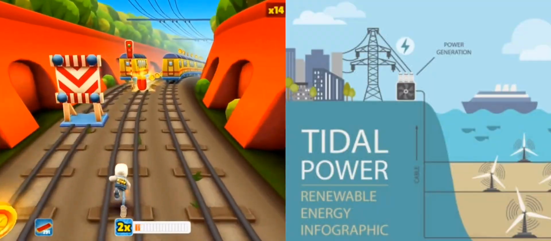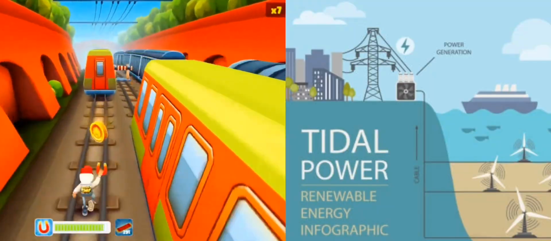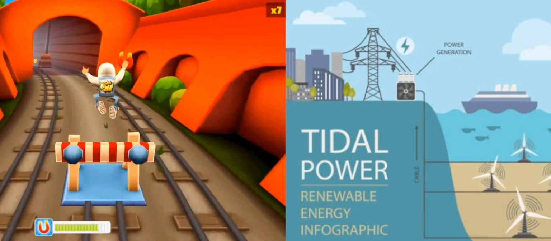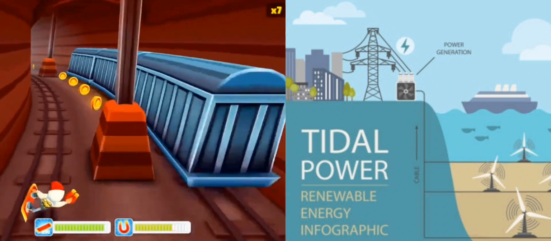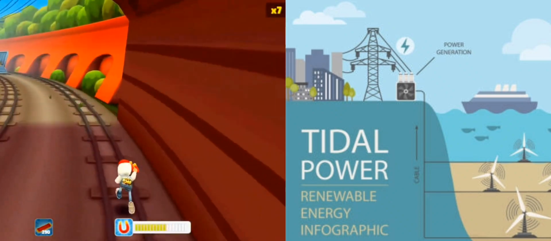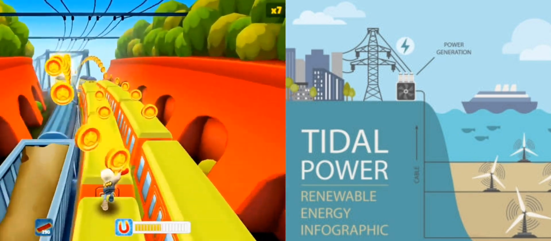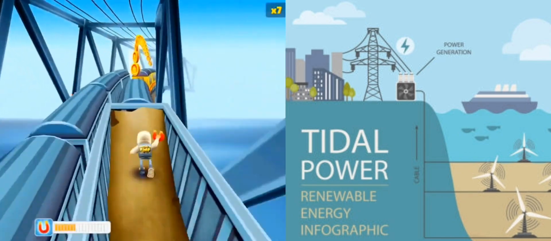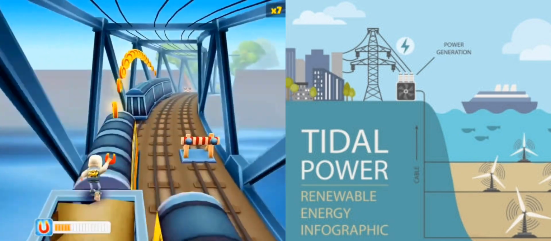Woo! Okay. The pros of tidal barrages are that it's renewable, obviously. There's zero carbon emissions because it doesn't produce a greenhouse gas. It's predictable because tides and currents can be forecasted accurately.